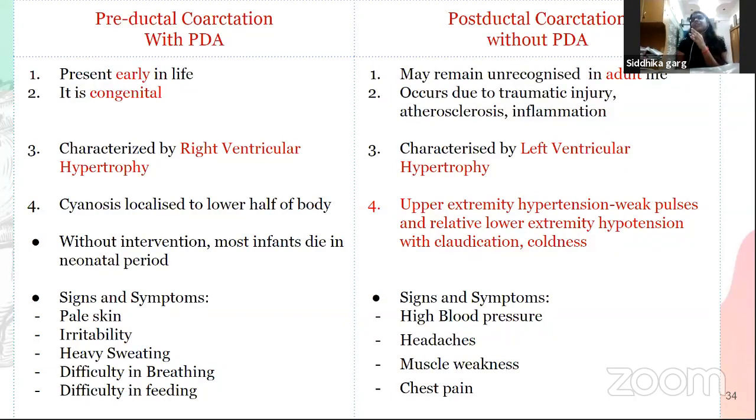Now, postductal coarctation without PDA is well recognized in adult life. It occurs due to traumatic injury, atherosclerosis, or inflammation. It is characterized by left ventricular hypertrophy because there is no PDA, so the left ventricle has to pump the blood to the whole body against the increased afterload. It is characterized by upper extremity hypertension with weak pulses and relative lower extremity hypotension with claudication and coldness. Signs and symptoms are high blood pressure, headaches, muscle weakness, chest pain.